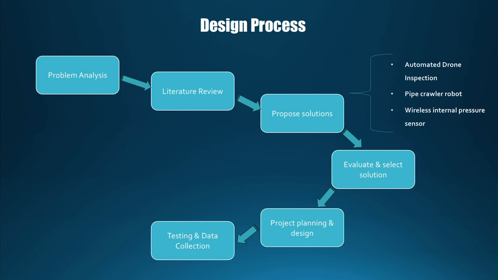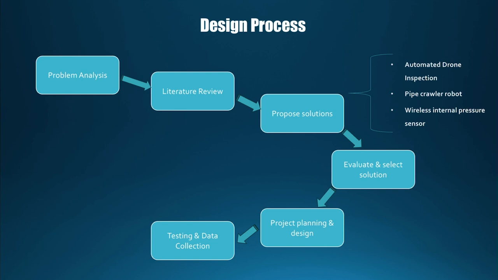So during this solution stage, we came up with all sorts of designs such as automated drone inspections, pipe crawler robots, or even an internal pressure sensor which you could just drop into the piping system and it'll flow around and detect any drops in water pressure which would indicate leaks. However, of course, a lot of these are just proposals, and in the end, we have to evaluate and select the final and more practical solution. So we will discuss that in the next slide.